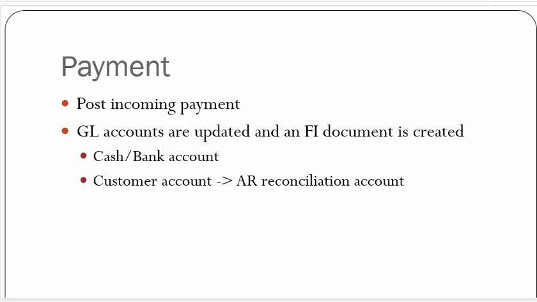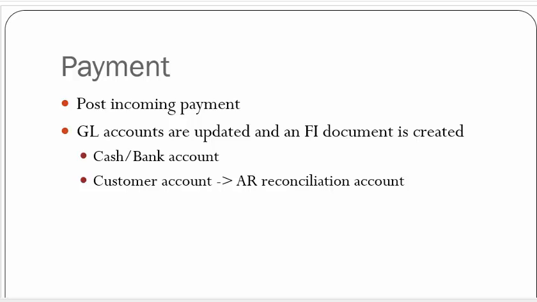Our last step in sales and distribution is actually receiving the payment. As soon as you post the incoming payment, the customer account is credited this time, accounts receivable is credited, and your cash or bank account is debited for the amount of payment that you have received. So the GL accounts that are affected are the customer account, the accounts receivable, and the cash or the bank account.